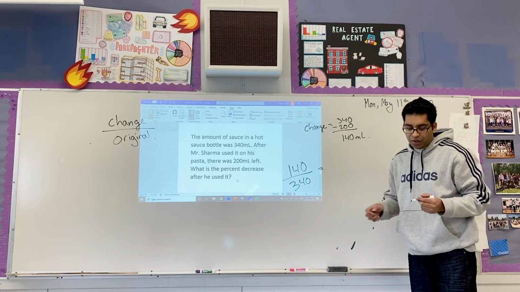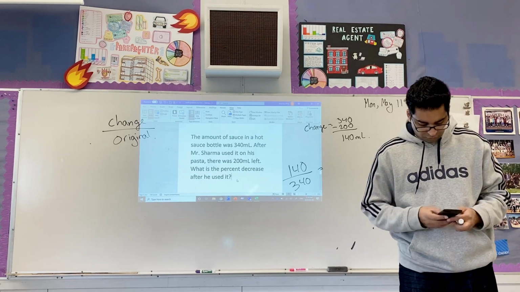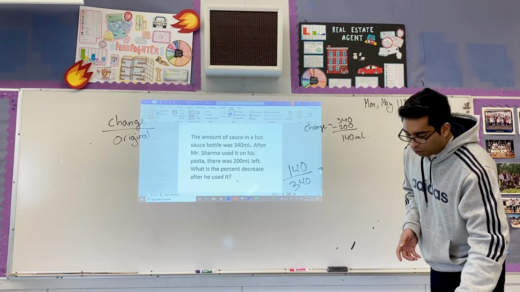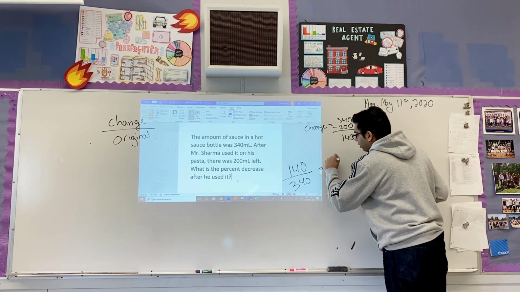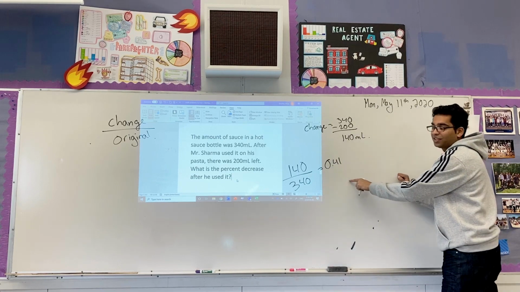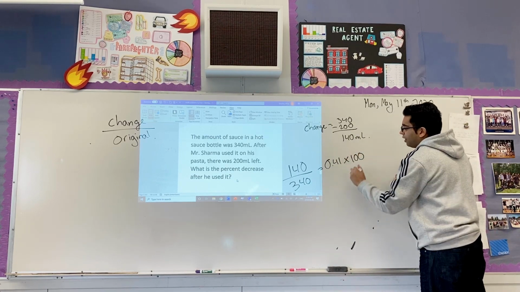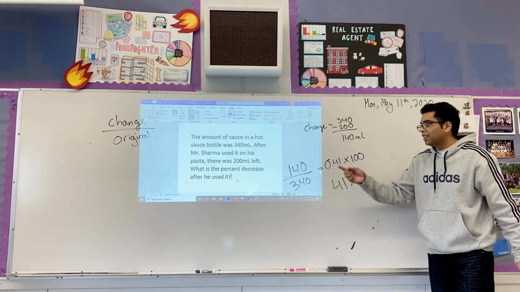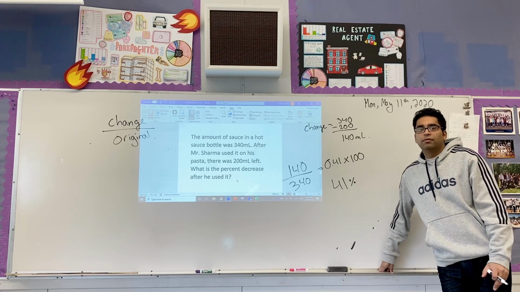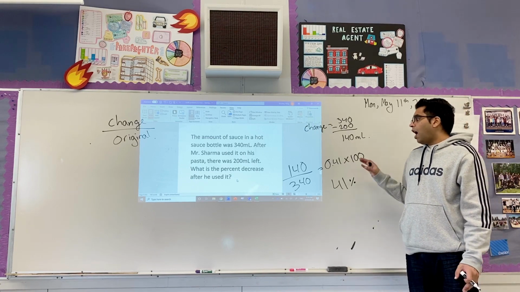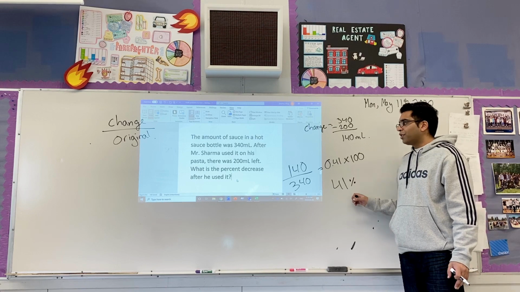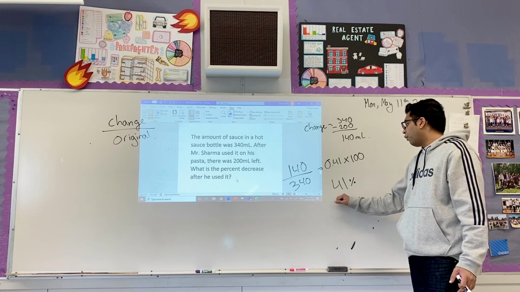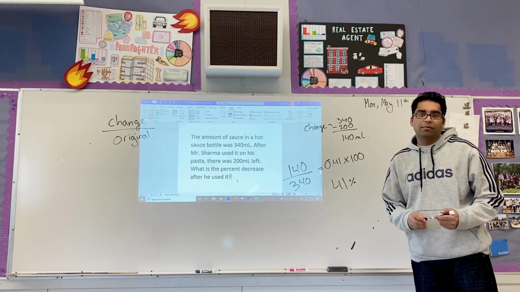140 divided by 340 equals 0.41. Again, we want this as a percent, so I'll times this by 100. That equals 41%. Can somebody use this in a sentence for the word problem? There is 41% less hot sauce in the bottle. Or I used 41% of the bottle on my pasta.